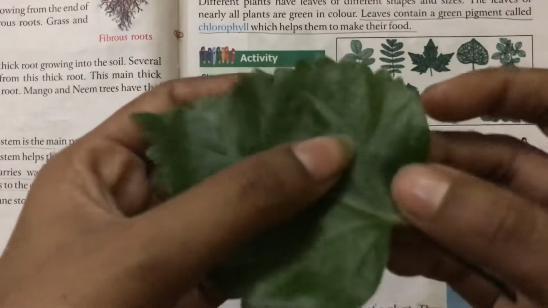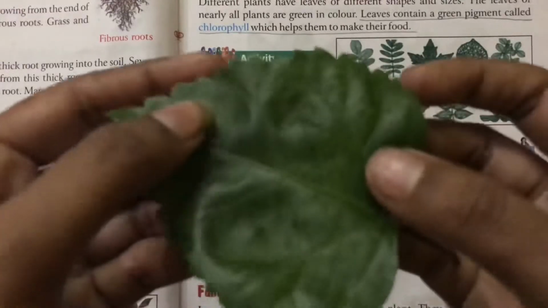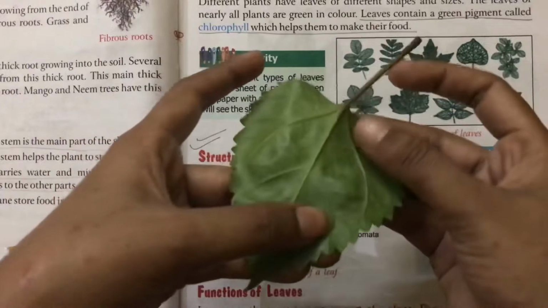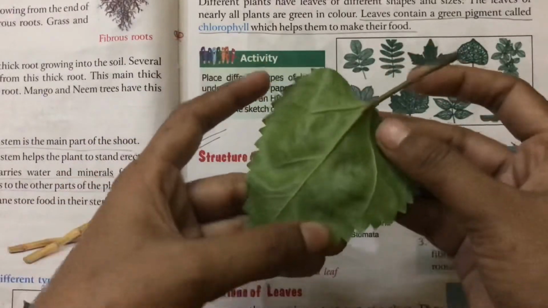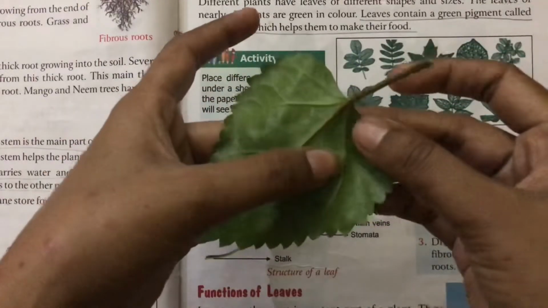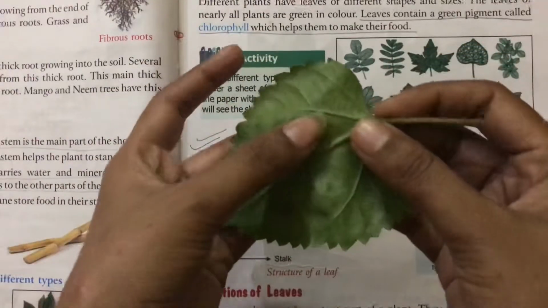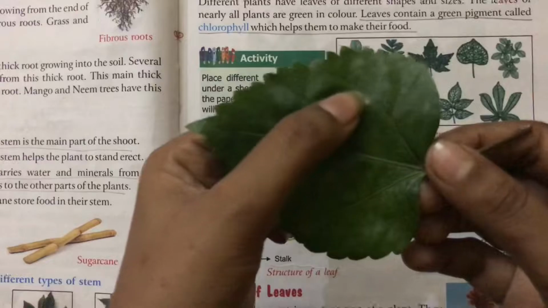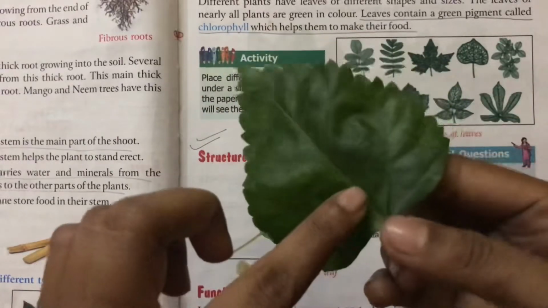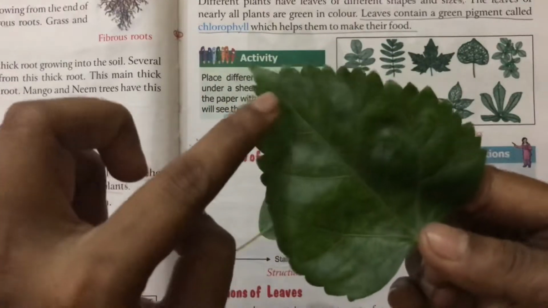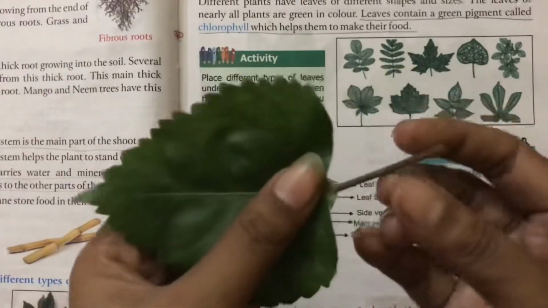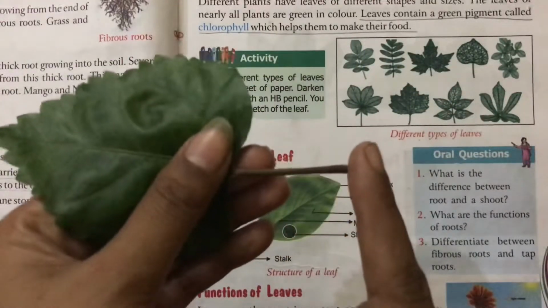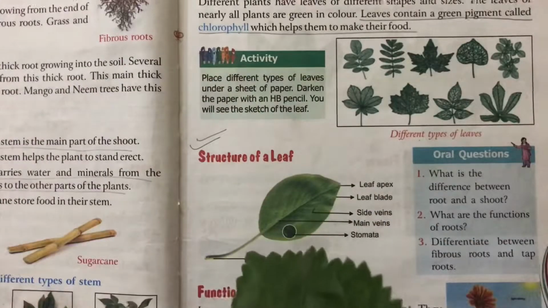Now this you can see. Can you see it, children? From the back also. Can you see this? This is side veins. Okay. And this is the main veins. And this is the stalk, the part of the leaf that we hold. This is the stalk. Okay, children.